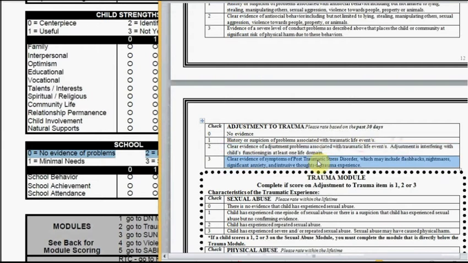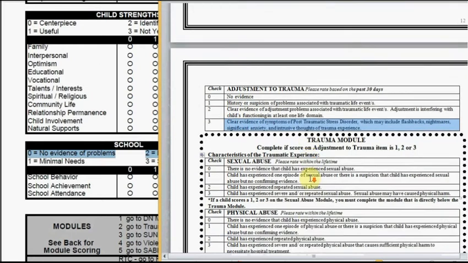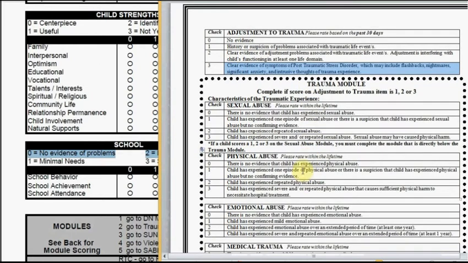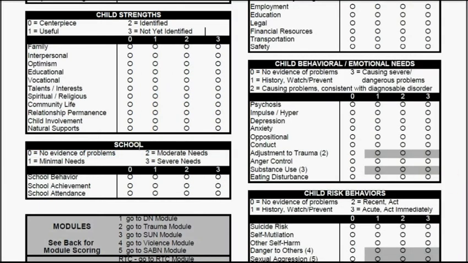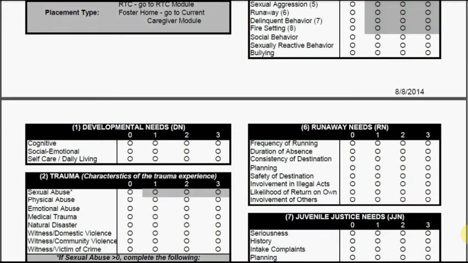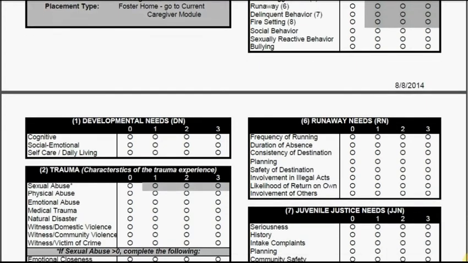In 3, there's clear evidence of the symptoms of post-traumatic stress disorder. We don't have to have the whole criteria, but symptoms of PTSD. It may include flashbacks, nightmares, significant anxiety, and intrusive thoughts of trauma experience. As I said, this triggers the supplemental modules, and it's called trauma module. So these are the questions we have to ask, and I will show you on the back of your cans. You have the trauma module, and there you see it on your right.